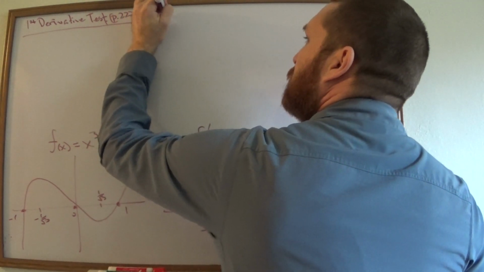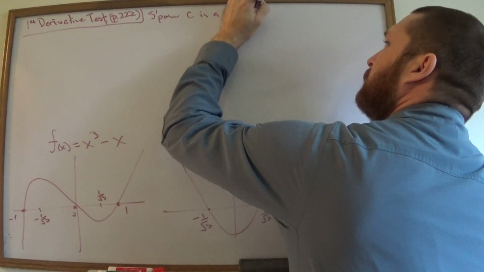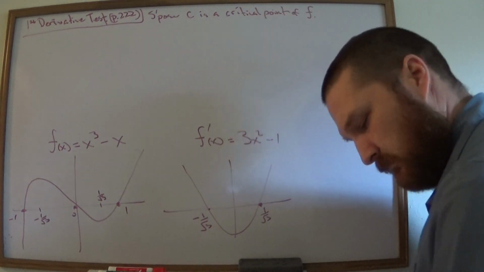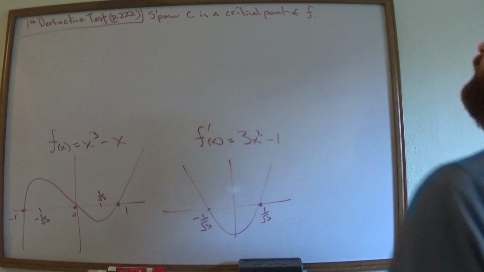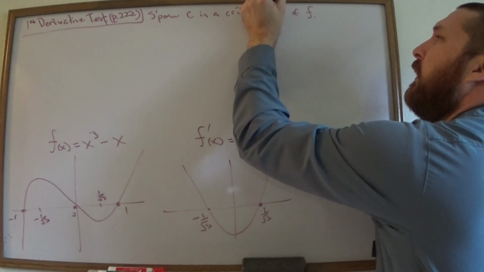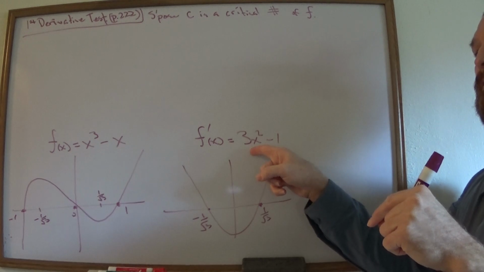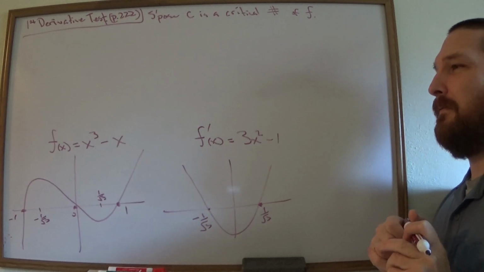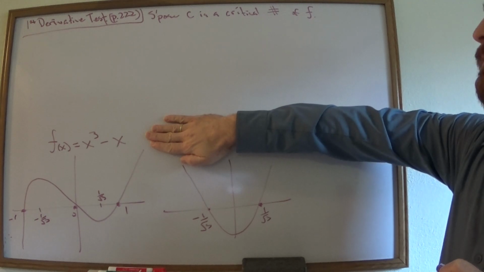Suppose c is a critical point of f. What does a critical point mean? Let's say critical point or critical number. It's a maximum or a minimum or like where it blows up. Right, but what does it mean in terms of this thing? If I said, here's your function, find its critical numbers, it's just the zeros. The roots.